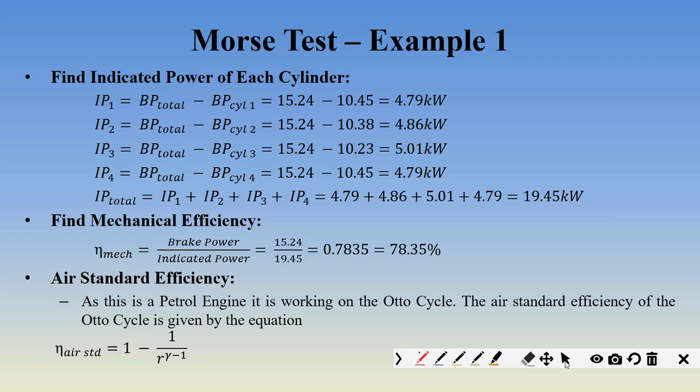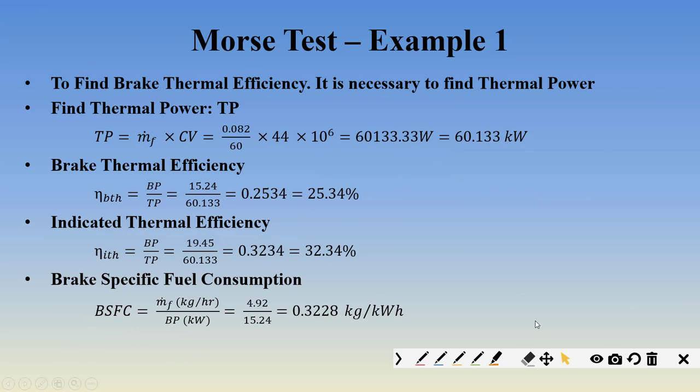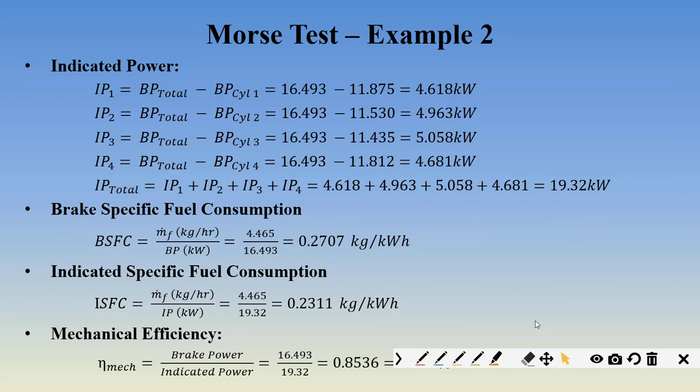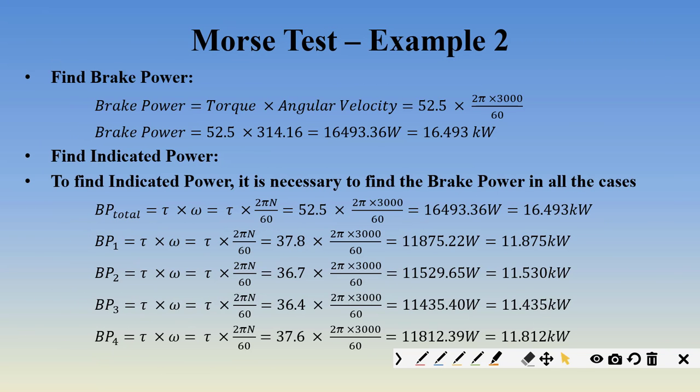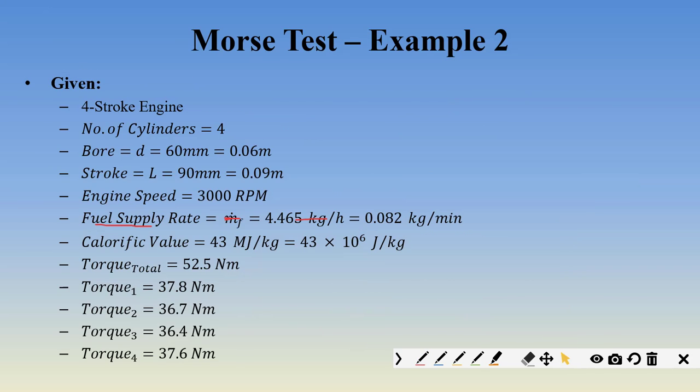But in our case, they haven't given us the brake powers directly. So we have to find out the brake powers first. So here we are finding out those brake powers. So brake power total is what? Brake power total is 52.5, the brake torque total, into 2 pi n upon 60. BP1 is what? 37.8 into 2 pi n upon 60. The same thing that we did previously.